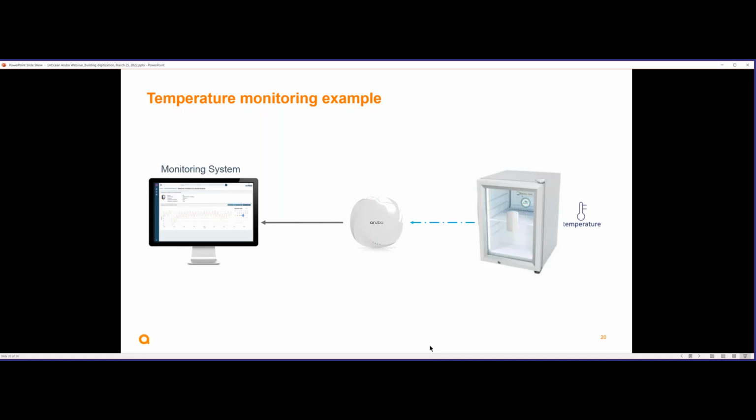The way in which this temperature monitoring is set up is a USB adapter is plugged into the Aruba AP. EnOcean temperature sensors from either EnOcean or the EnOcean Alliance members are installed. Data communicates over 800 or 900 megahertz to the AP. It's then tunneled over the secure smart tunnel to the monitoring system application. Nothing else required in this case other than the USB adapter and the temperature sensor.